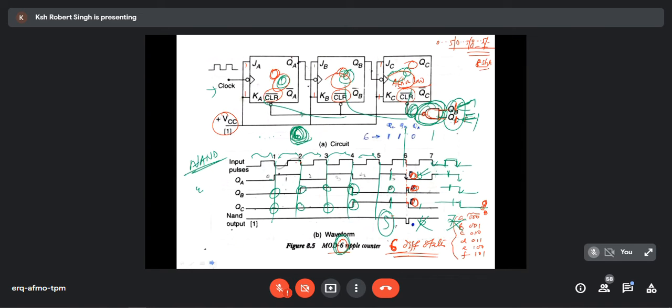Yes, sir. Now, let me see whether you have understood or not. Now I say mod 3. For mod 3, what input do I have to give to this particular NAND gate? Let me give you the hint. Mod 3 means 3 states. 3 states means 0, 1, 2. It should count 0, 1, 2.